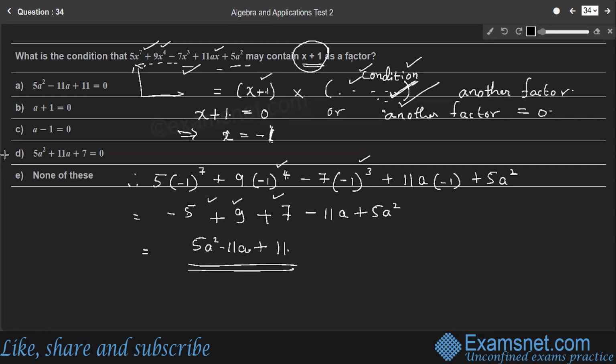Therefore, the condition that the given expression may contain x + 1 as a factor is 5a^2 - 11a + 11 = 0. Under this condition, the product of x + 1 and 5a^2 - 11a + 11 gives the given expression. So option A is the right answer.